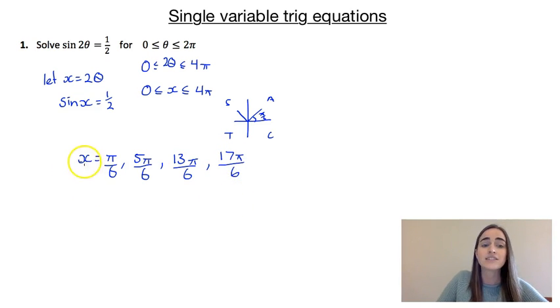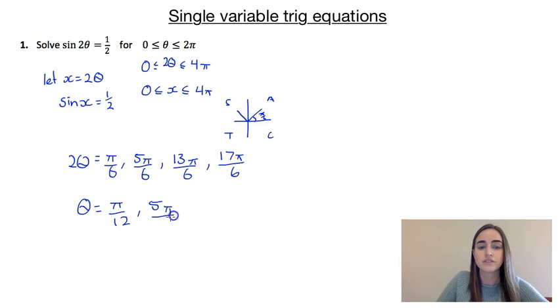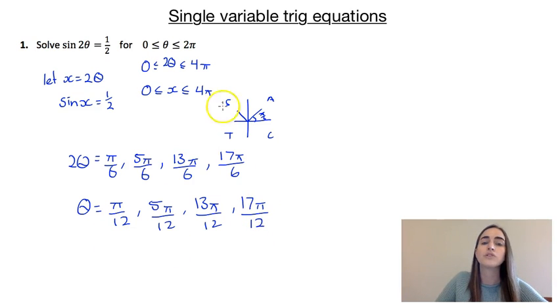Now that's x though. So that means that 2 theta is equal to those, which means that theta is going to be equal to pi on 12, 5 pi on 12, 13 pi on 12, and 17 pi on 12. And that brings all of those answers back into our original domain.